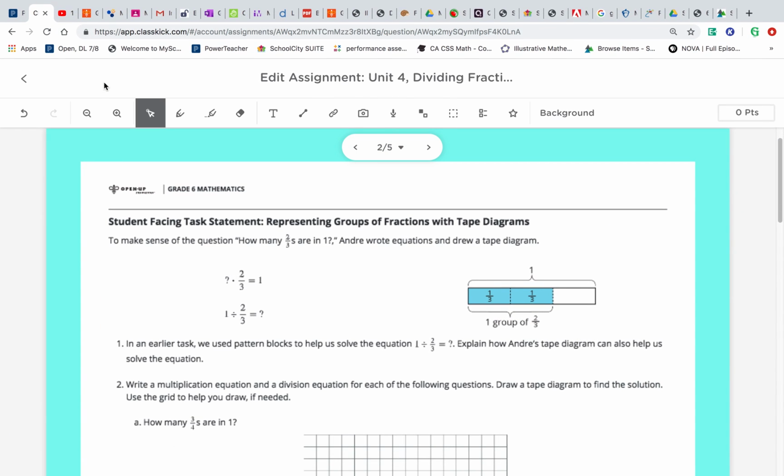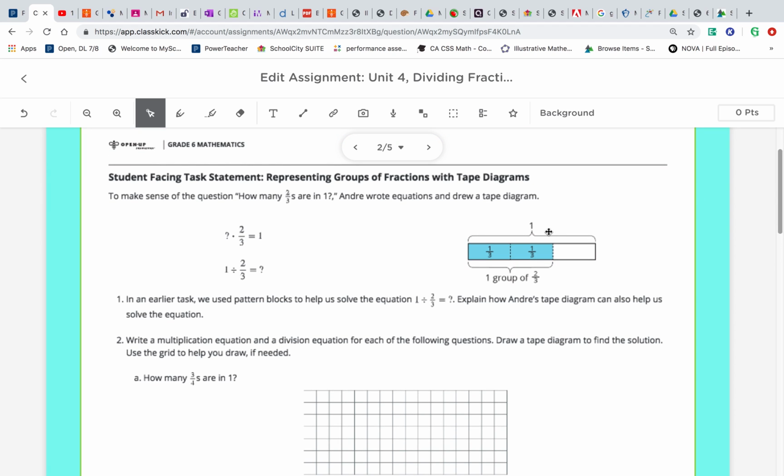Hello class, welcome back to Unit 4, Dividing Fractions. We are on to Lesson 6. Alright, we have an exciting, challenging task ahead of us today, so let's get right to it.